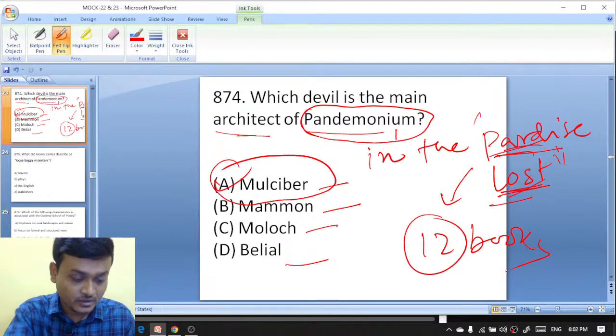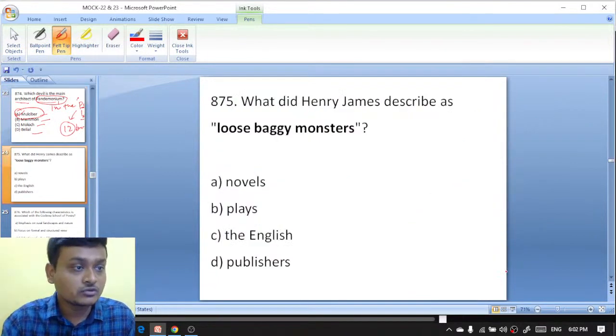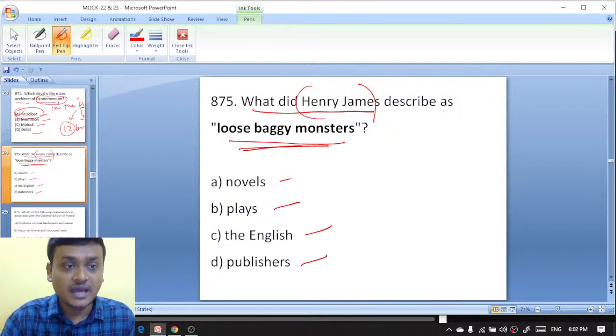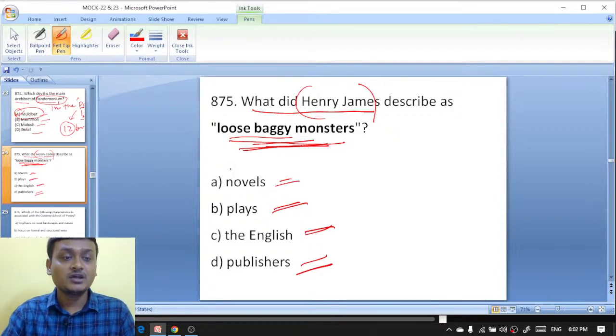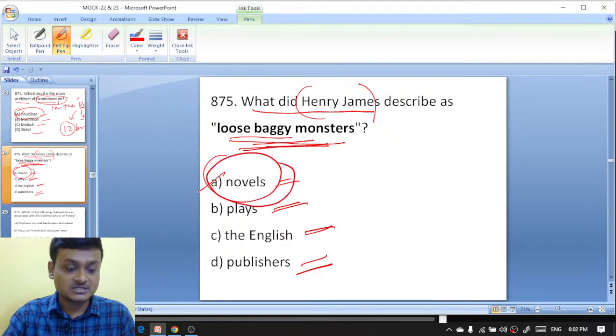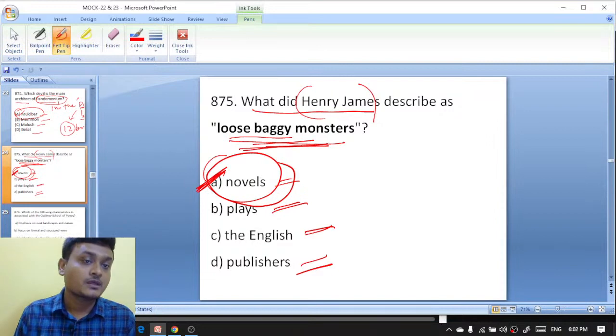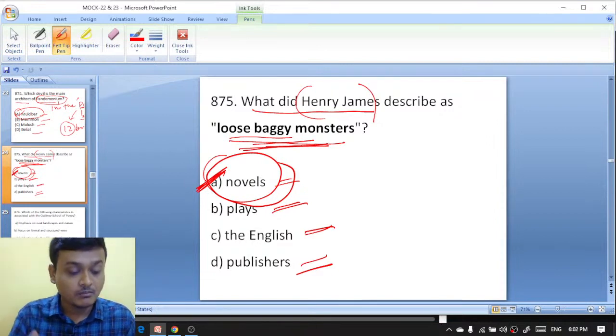Okay. Next question. Moving on to question number 875. What did Henry James describe as loose baggy monsters? Henry James ने किस चीज को, novels को, plays को, the English को, the publisher को has described as loose baggy monsters. Now your options are novels, plays, English, publisher. So Henry James had described novels as loose baggy monsters. So here D is the right answer. That novels is described by Henry James as loose baggy monsters.